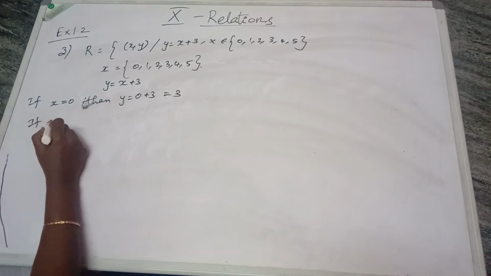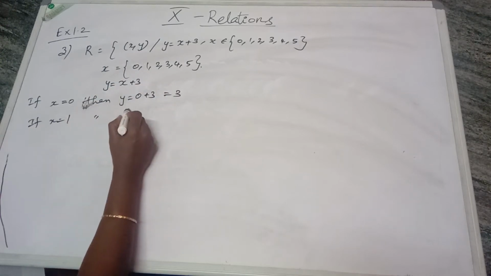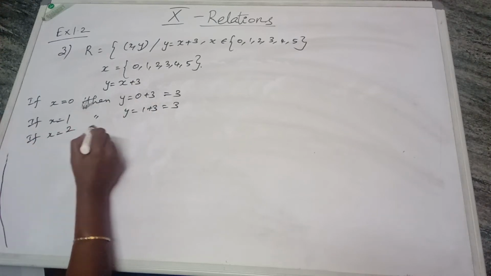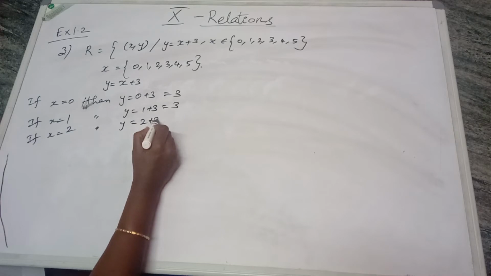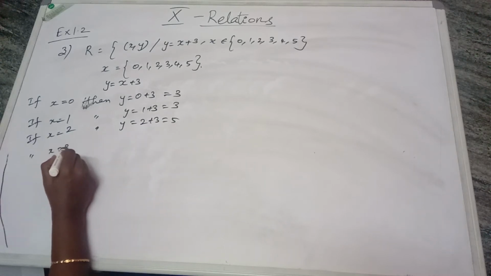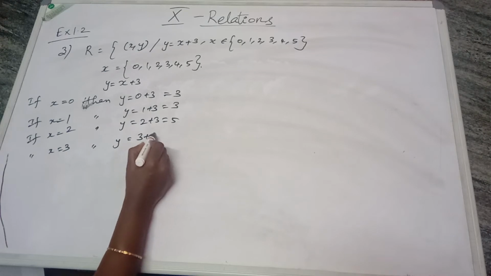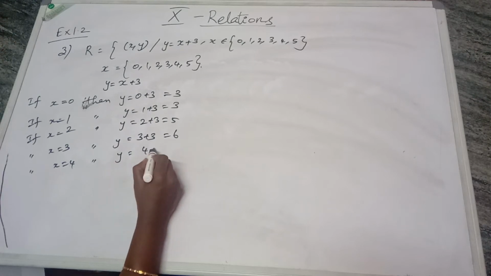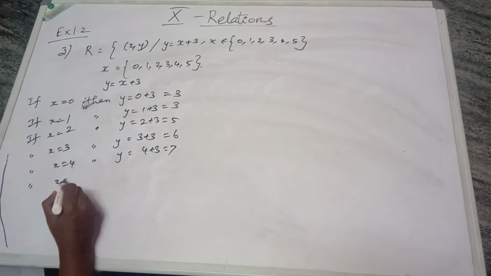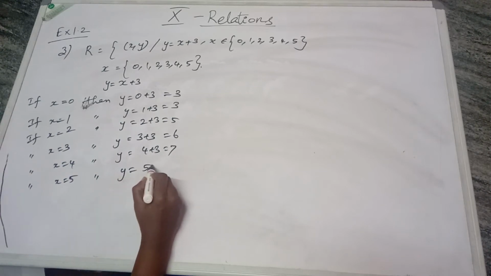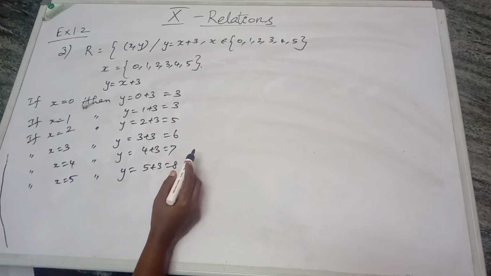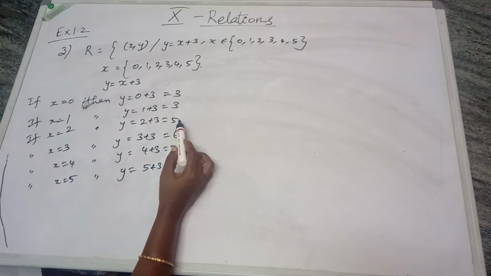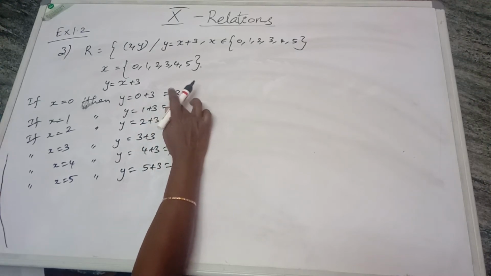Then if x equal to 1, then y equal to 1 plus 3, which is 4. Then if x equal to 2, then y equal to 2 plus 3 is 5. If x equal to 3, then y equal to 3 plus 3 is 6. If x equal to 4, then y equal to 4 plus 3 is 7. If x equal to 5, then y equal to 5 plus 3 is 8. Now we have found what all the numbers are related to.